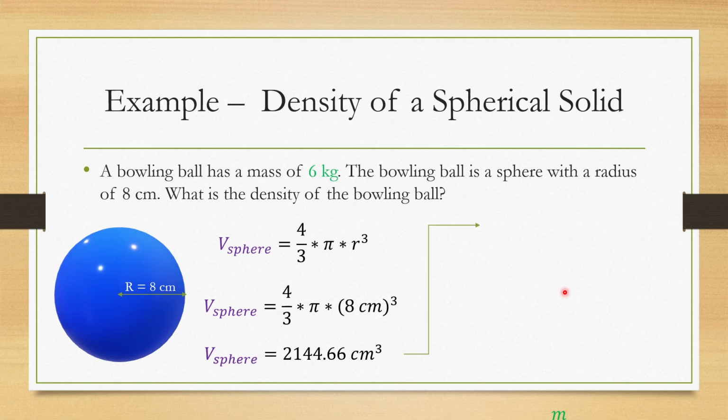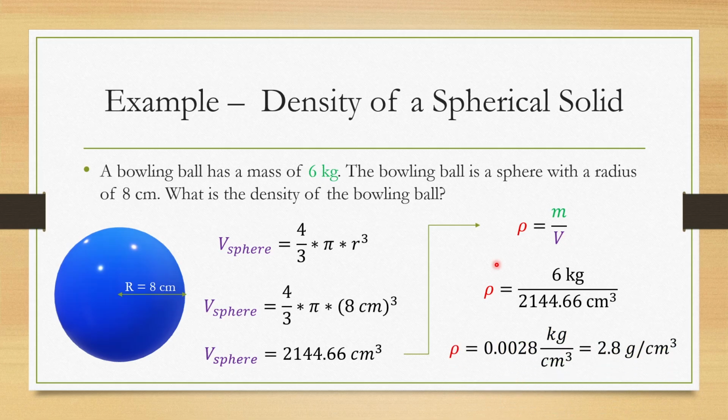Since we know the volume and we have the mass, we can find density. We'll start with rho equals mass over volume, and then we'll directly plug in the 6 kilograms and the volume, which we calculated. In this equation, we're using the density of a solid equals the mass of the solid divided by the volume of the solid, so it's important that we have the states of matter the same. This equals 0.0028 kilograms per centimeter cubed, which is also equal to 2.8 grams per centimeter cubed.